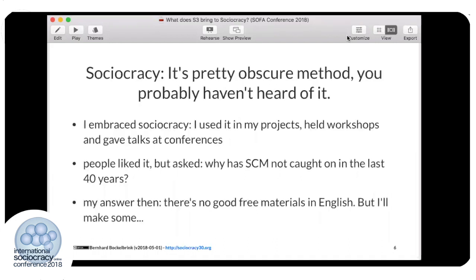But it was a pretty obscure method. Nobody had heard of it. I totally embraced it. I used it in my projects. I held workshops to teach people about it. I gave talks at conferences. And people asked me all the time, that's really great, but why haven't I heard of it? It's 40 years old. And I said, well, that's basically because it's from the Netherlands and there's no good free materials in English. So I'll make some.